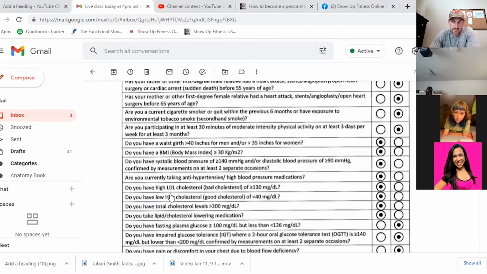LDL, is that the bad cholesterol? Good. And do you know what it stands for? I do not. Low density lipoprotein. And so these are great opportunities for him tomorrow. I would just try to chat with him up.